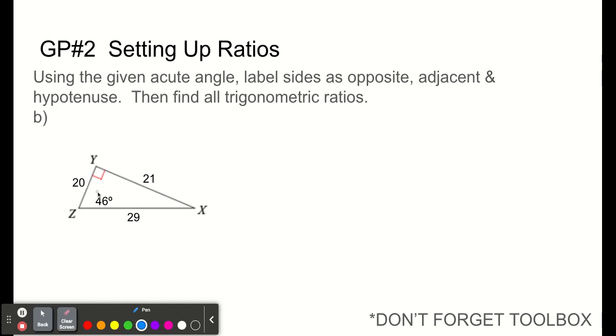So in this case, our given angle is 46 degrees. The hypotenuse is the side opposite the right angle, so that's going to be here. Remember, the hypotenuse should always be your longest side. The side opposite of 46 degrees is this side here, 21. And the side adjacent to this angle is going to be this side here, which is 20.